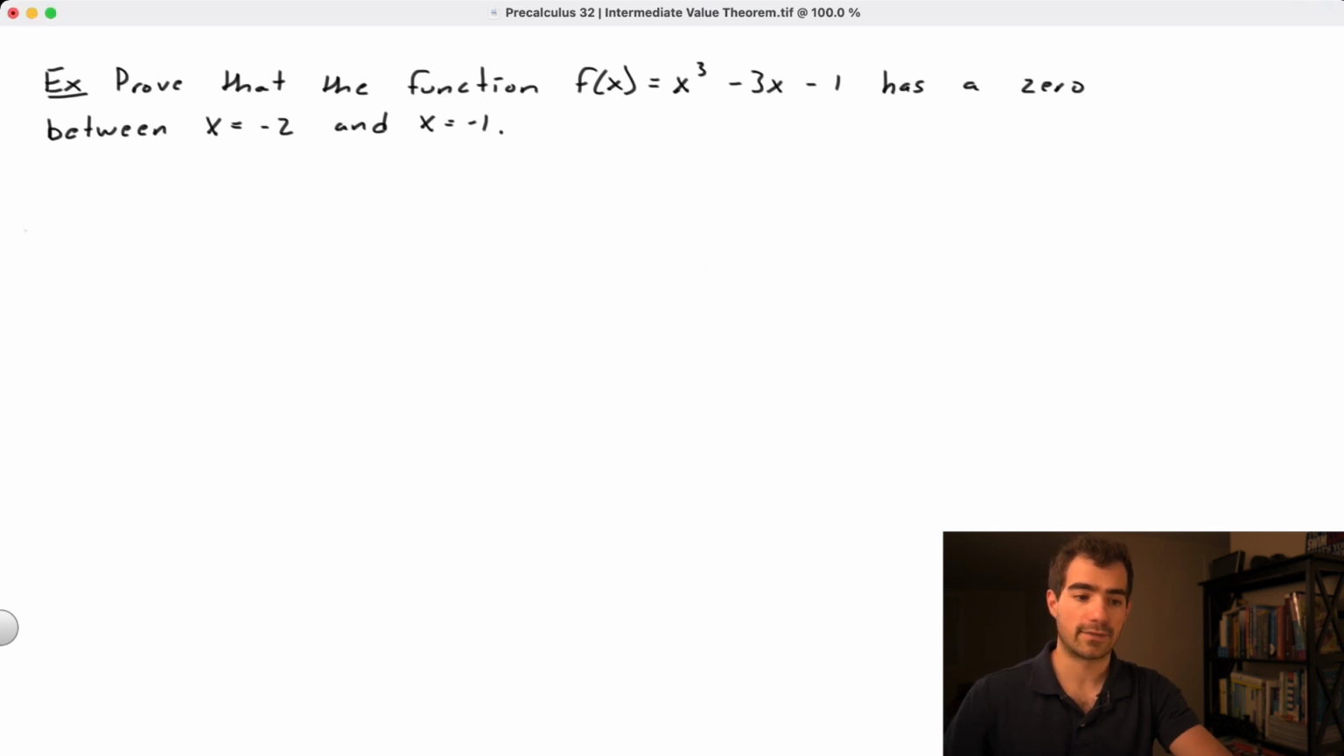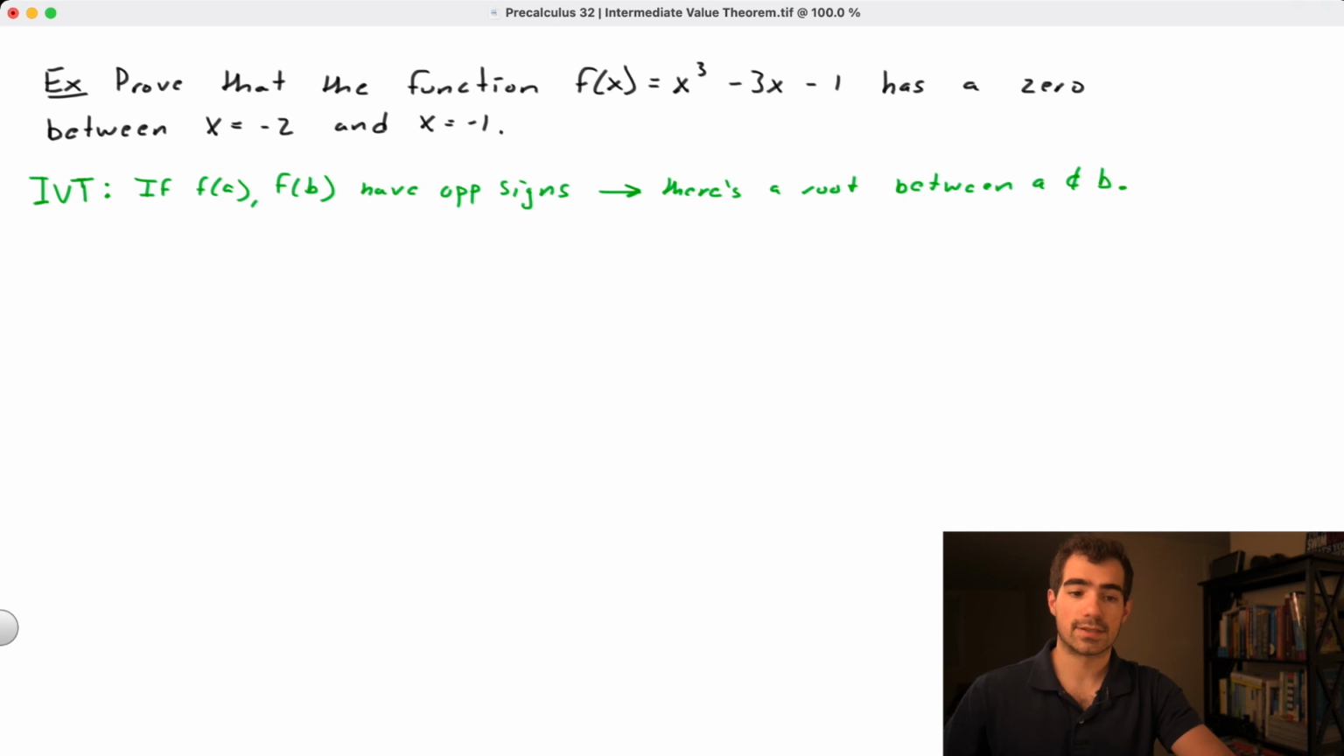Now again, what the intermediate value theorem says is that if f of a and f of b have opposite signs, in other words, one is positive and one is negative, then there exists a root. So there's a root between a and b. And so if we evaluate our function f of x at these 2 points and they have opposite signs, then the intermediate value theorem will guarantee the existence of a root on the interval from one to the other. And so what we can do first is evaluate the function at those 2 values.